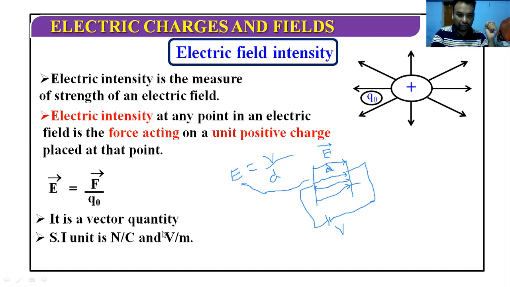But to describe the unit of E, I am just showing this E is equal to V upon D. V is in volt and this distance is in meter. So there are two units of electric field intensity. One is Newton per Coulomb, other is volt per meter.